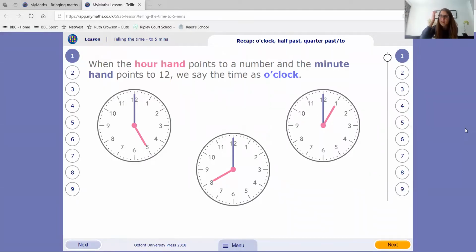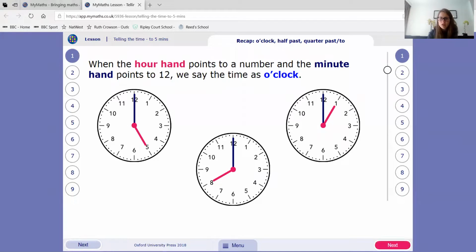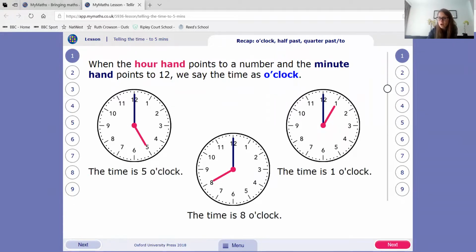So really quickly, just a snazzy whistle stop tour, just a reminder for everybody. Mrs. Crowson's not going to be doing handstands today. I'm really sorry to disappoint, but when the hour hand points to the 12, it's o'clock. We know that. So here we've got 5 o'clock, 8 o'clock, 1 o'clock. The big hand points to the minutes, and the little hand tells us what hour it is. So hopefully we all know that already anyway.